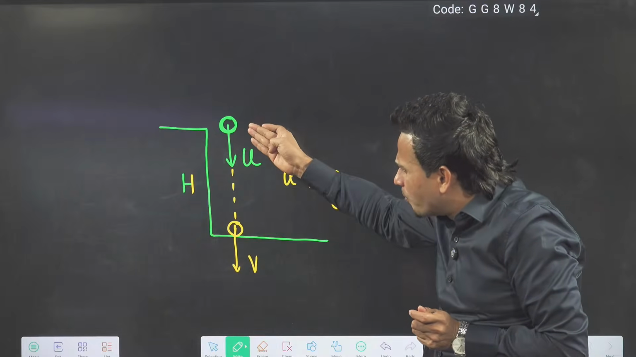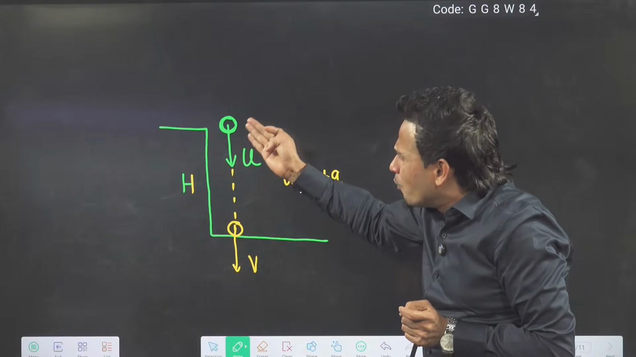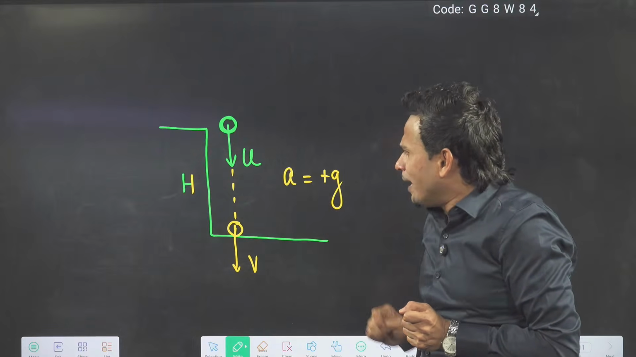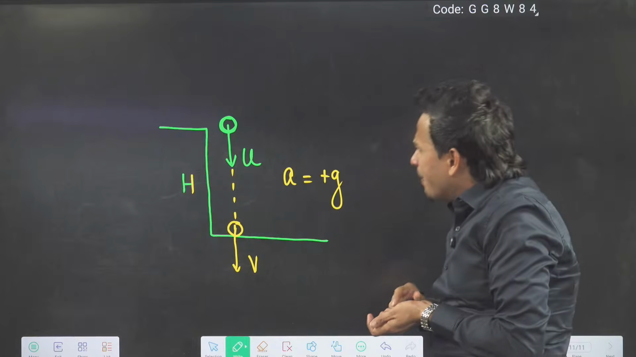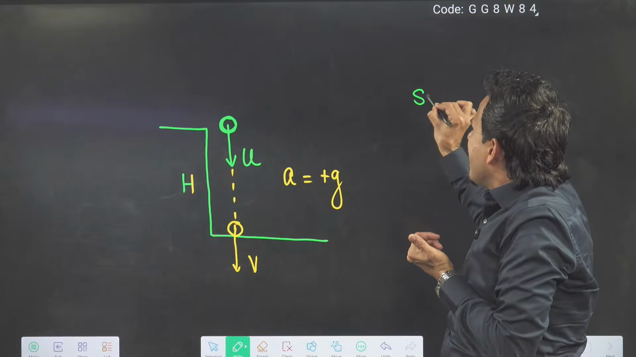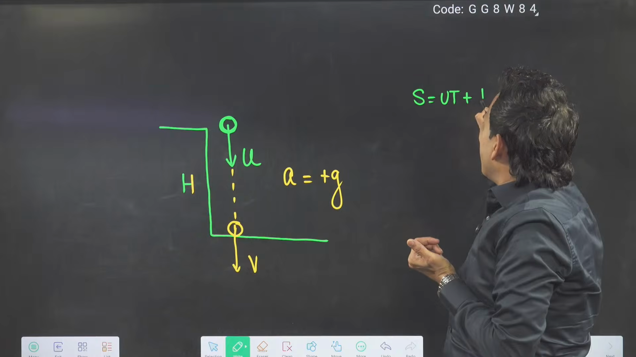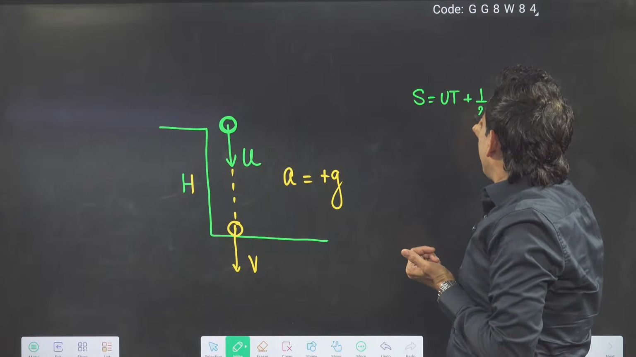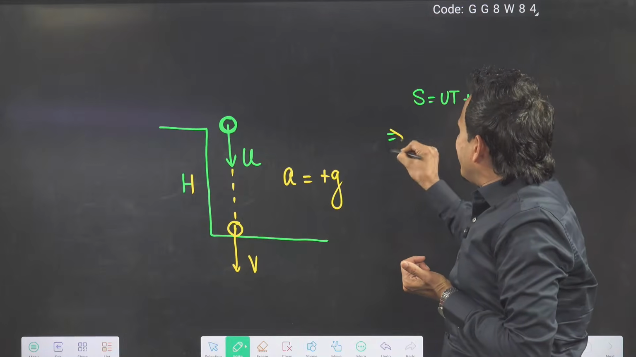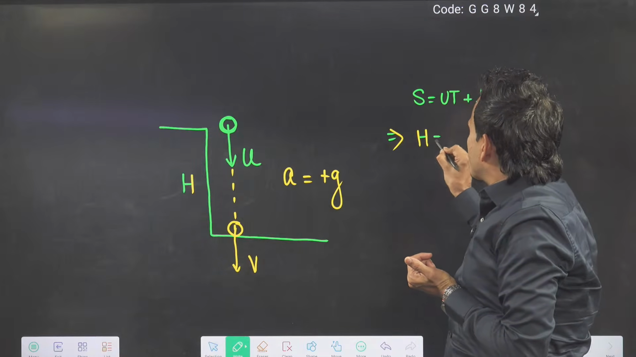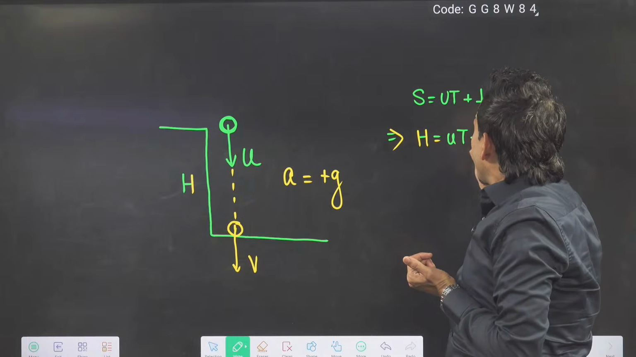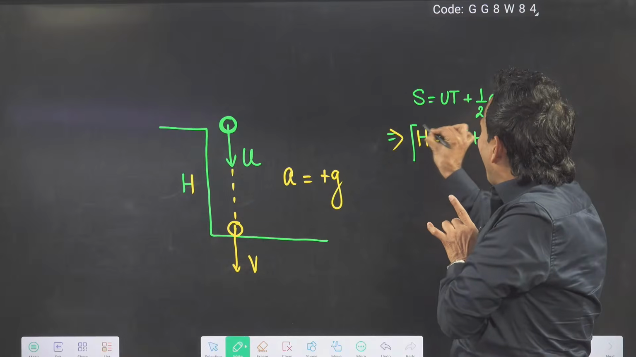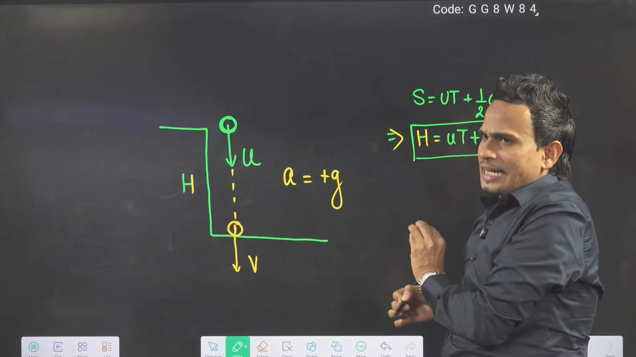Someone asks how much time the ball will take to hit the ground? I will simply say, when the ball hits the ground, the ball will have displacement h. U they will give, acceleration we know is plus g. So time I can calculate using the second equation of motion, S equal to ut plus half at square. Now from here I will put the values. When the ball hits the ground, S will be equal to h. So h equals ut plus half a, a will be plus g, that is g into t square.